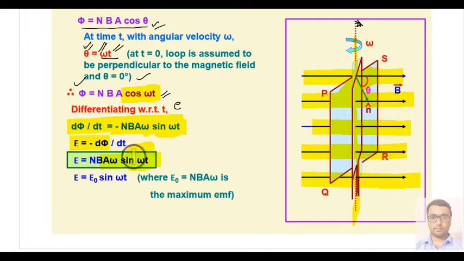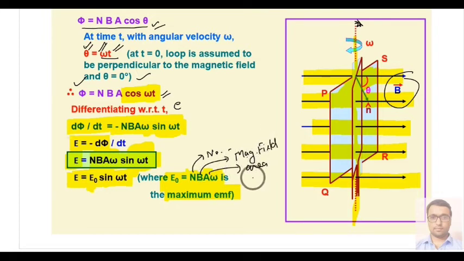If sin omega t is maximum, that is 1, then NBA omega is the maximum value of EMF. That's why it is mentioned as E naught, and we get the expression E equals E naught sin omega t, where E naught is the maximum EMF, with value NBA omega. N is the number of turns in the coil, B is the external magnetic field, A is the area of the loop, and omega is the rotational velocity.